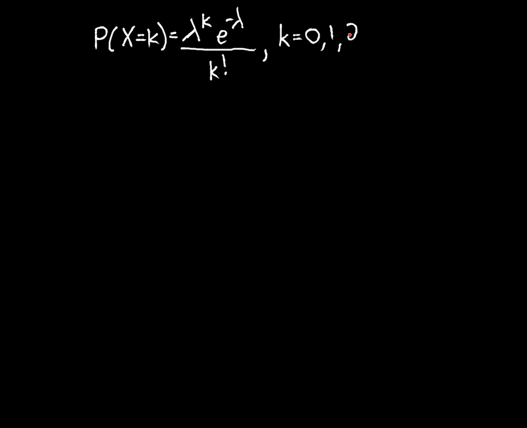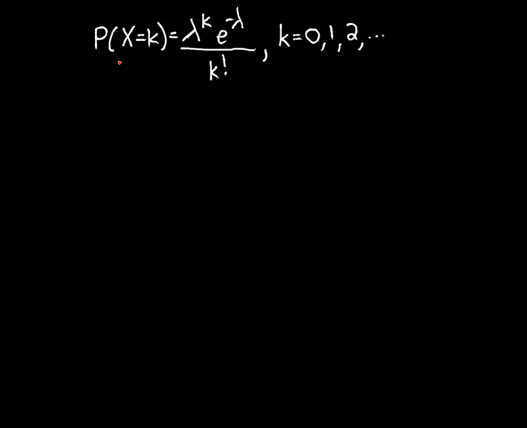Okay, in this video I'm going to compute the expectation for a Poisson random variable. And remember that if a random variable X is Poisson, then the probability that X equals k is lambda to the k, e to the minus lambda over k factorial. And that is the case for k equals 0, 1, 2, etc.